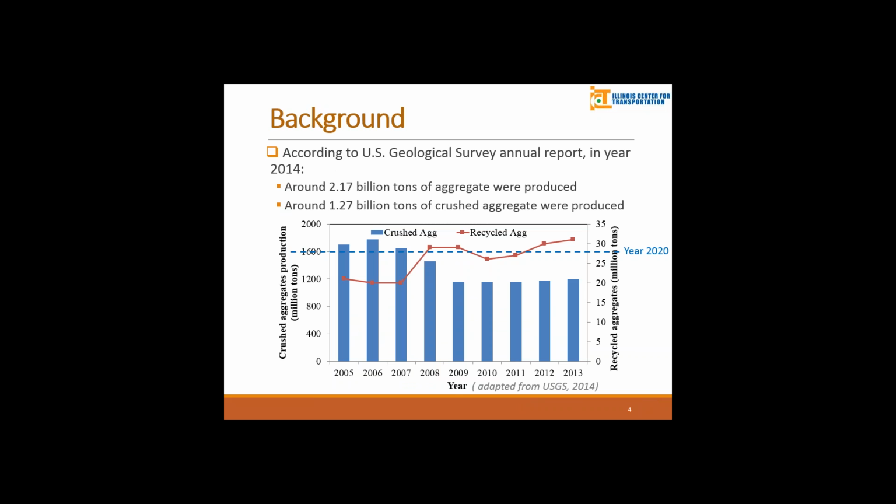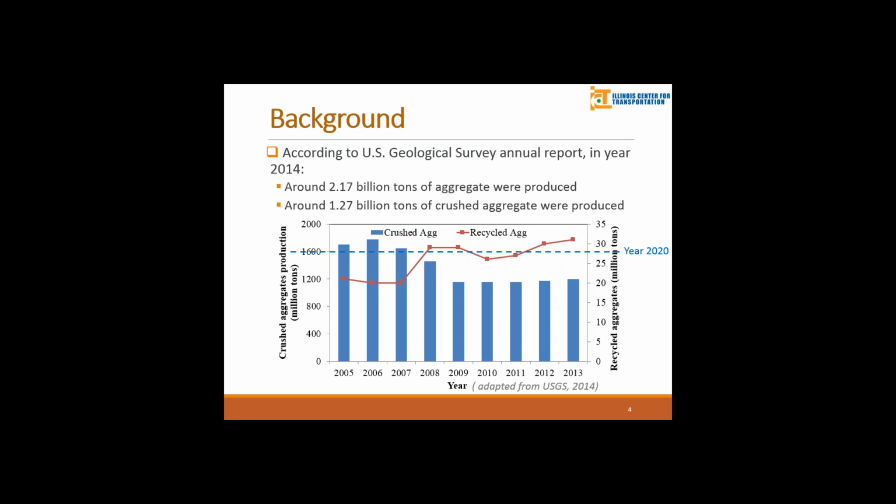So the brief background of our research is, according to the U.S. Geological Survey, the annual production of aggregate in 2014 is 2.17 billion tons. And out of this 2.17 billion tons, 1.27 billion tons are crushed aggregates. And if we look back a few years, we can see that the annual production of crushed aggregate declined from 2006 until it reaches the minimum at 2009. And then it started to increase little by little each year.